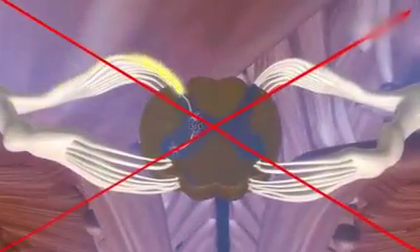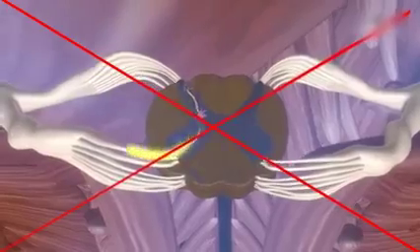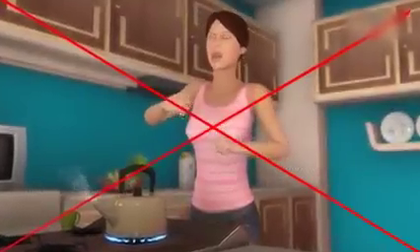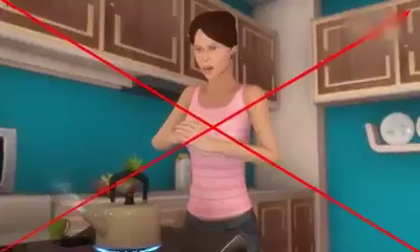The sensory nerves in the fingers absorb this impulse and transmit it to the spinal cord. From the spinal cord, this impulse passes to the motor neuron, which in turn passes this impulse to the affected muscle in the finger, and the person immediately removes her hand from the kettle.